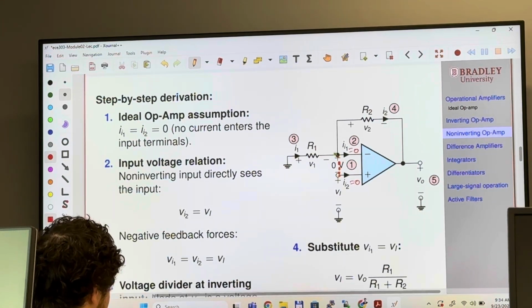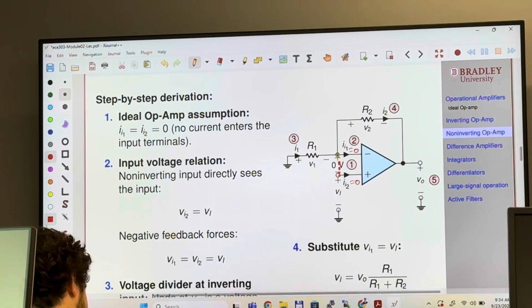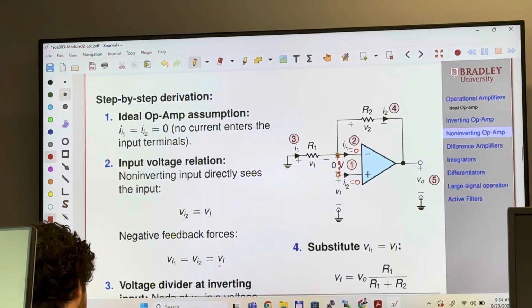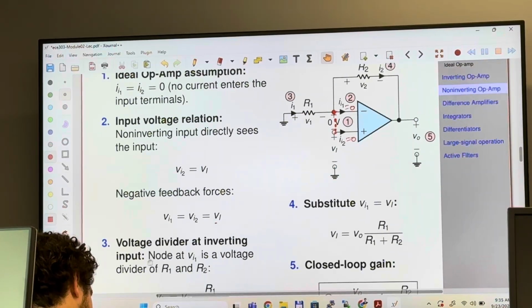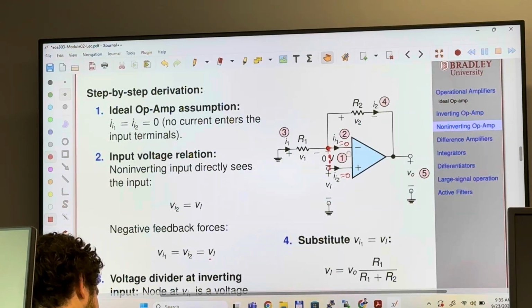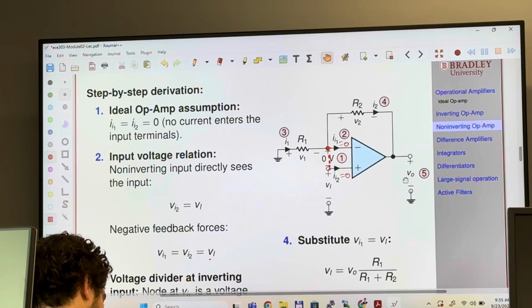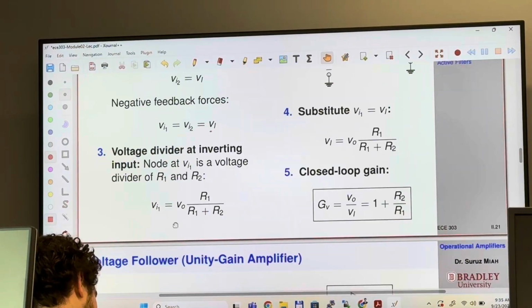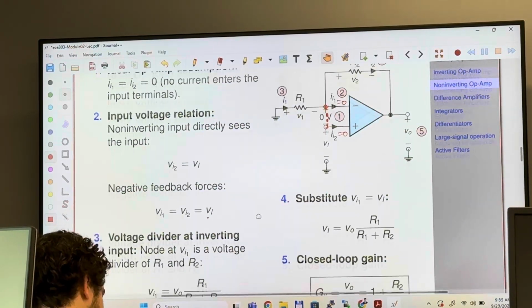Step 2, I mean this point and this point, they have the same voltage. So therefore the voltage at this point is the same as the voltage at this point. So Vi2 is the same as Vi1, which means that the voltage at this point is the same as Vi2, which is V sub I. Because these two terminals are virtually short, the voltage of this point is the same as the voltage of this point, which is V sub I. And then number 3, voltage divider at inverting input.